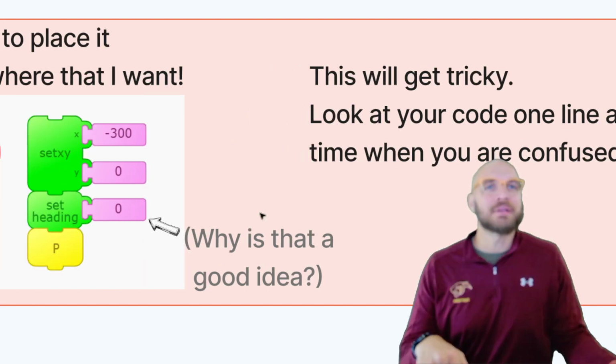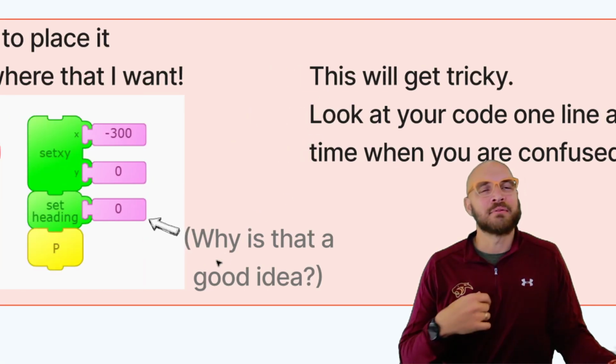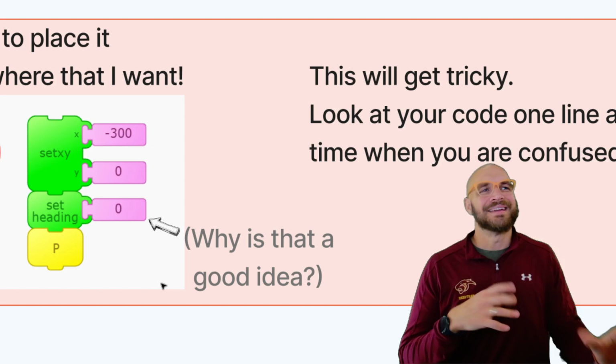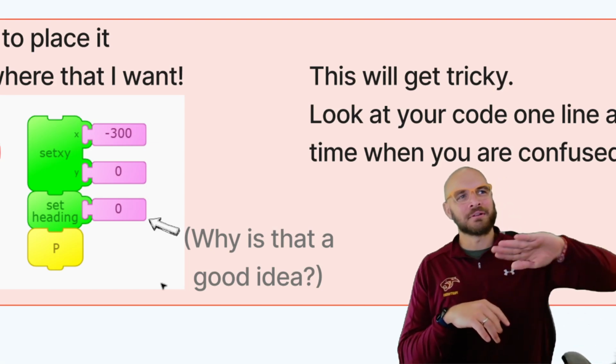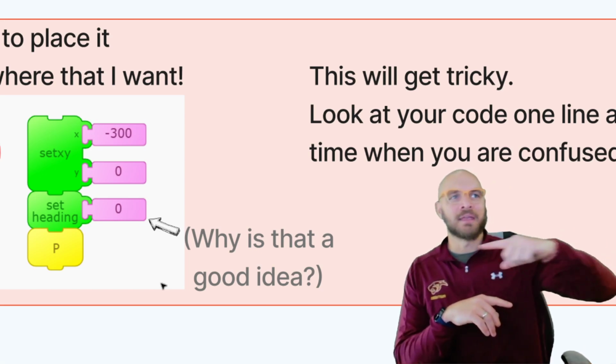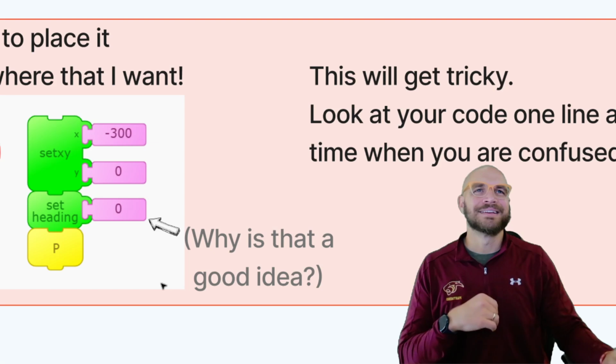So this can start to get tricky though. You got to look at your code one line at a time if you ever get confused. A lot of times students aren't using this set heading, and here's what happens: the turtle is facing, let's say, this way. You tell it to go somewhere, and all of a sudden it's making a P in this other direction.